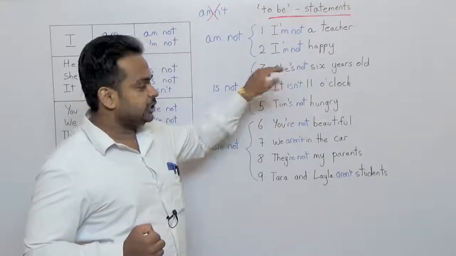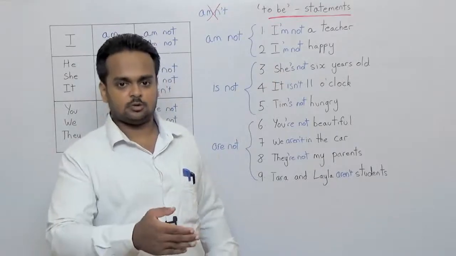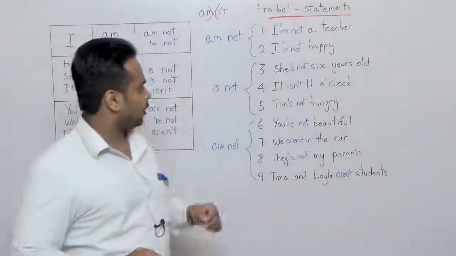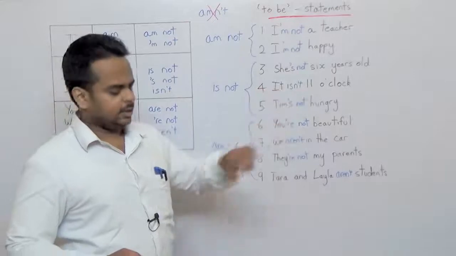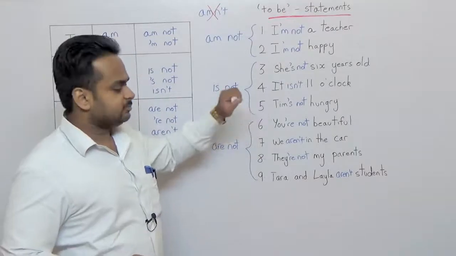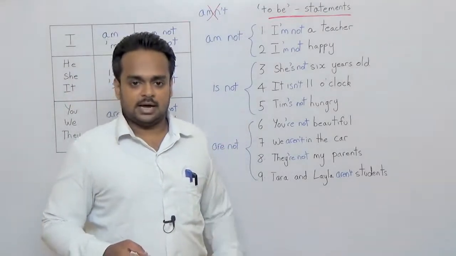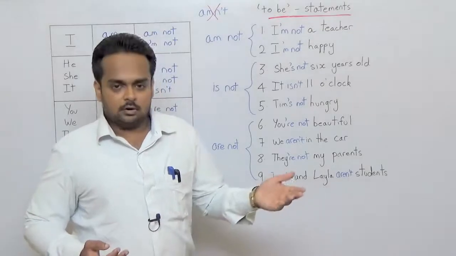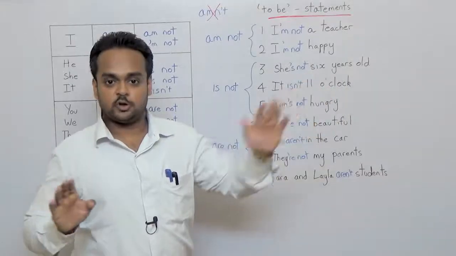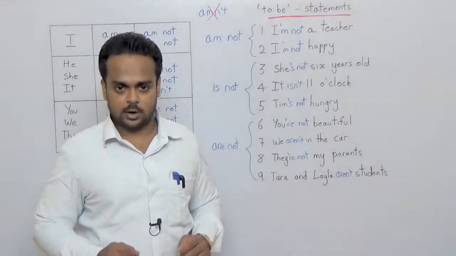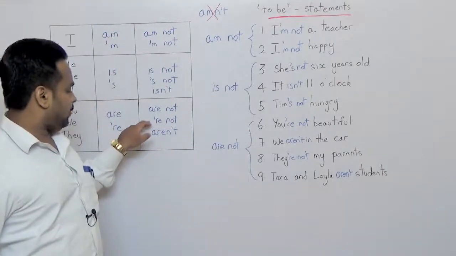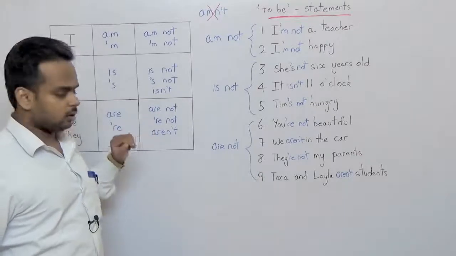So in this example, she's not 6 years old. She's not 6 years old, she's 8 years old, for example. You can also say she isn't 6 years old. Or it isn't 11 o'clock. It isn't 11 o'clock, it's 2 o'clock. Okay. Tim's not hungry. Maybe because I just gave Tim some food, Tim's not hungry. Look at him, he's happily playing over there. So Tim's not hungry. You can also say Tim isn't hungry. That's correct as well.